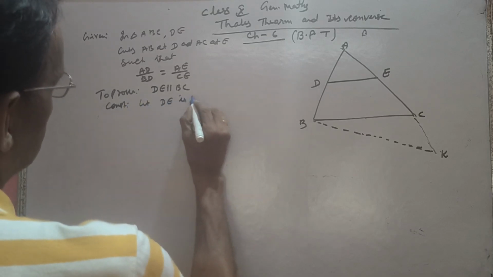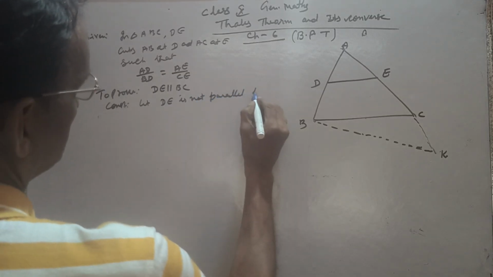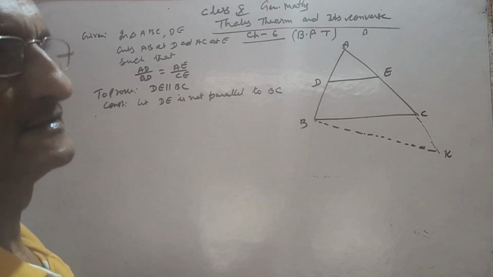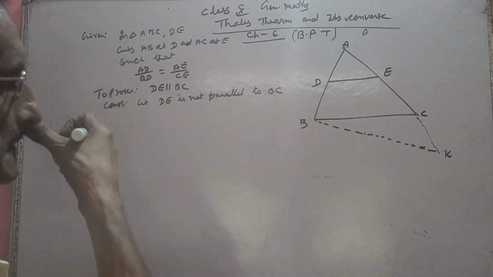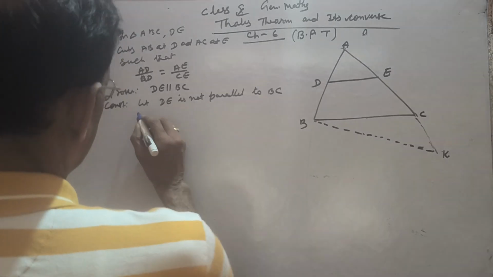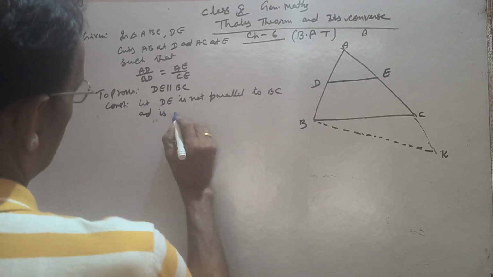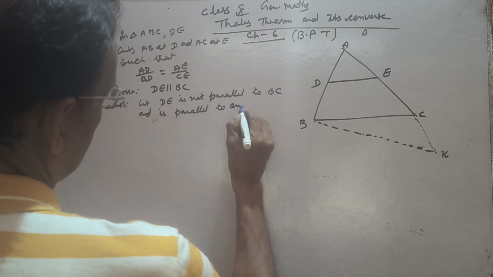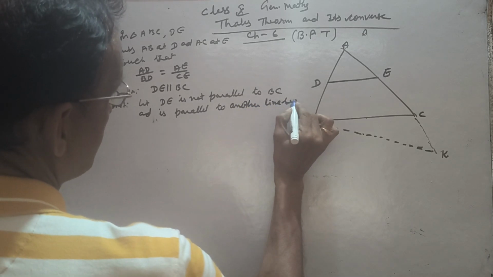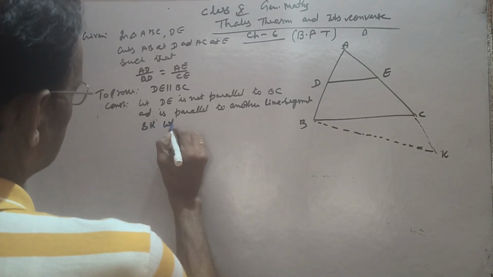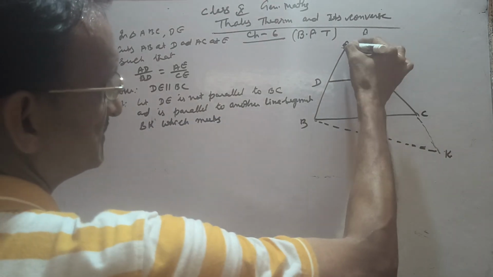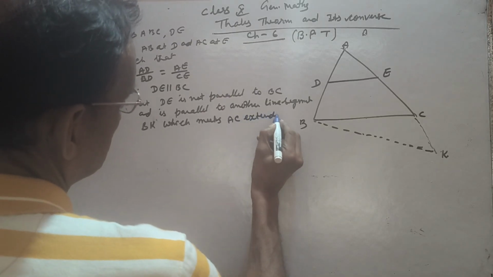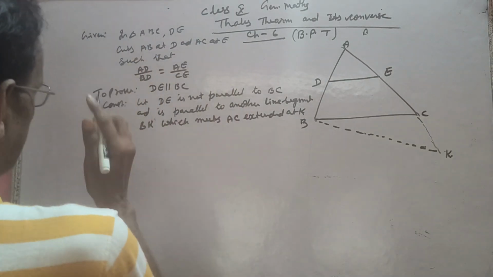Let DE be not parallel to BC. We have to prove DE parallel BC. We assume the opposite, just like to prove root 2 is irrational, you assume it is rational; that is the method. Let DE be not parallel to BC and be parallel to another line segment BK, which meets AC extended at K. Okay, now we will prove.